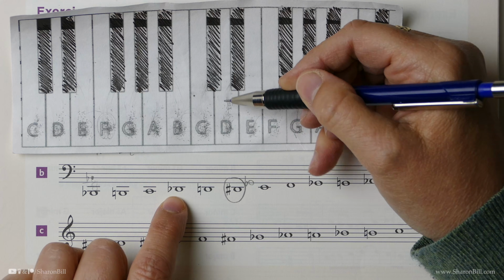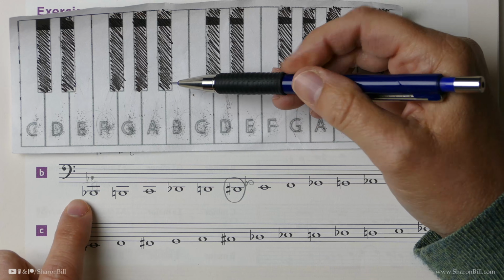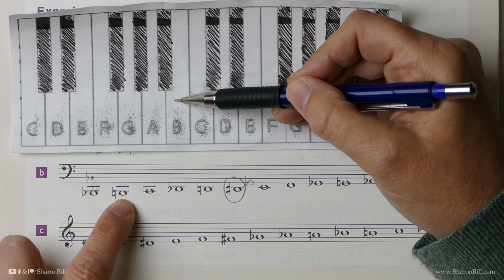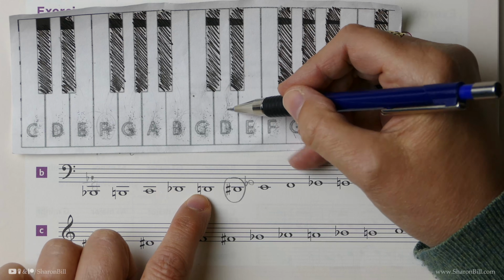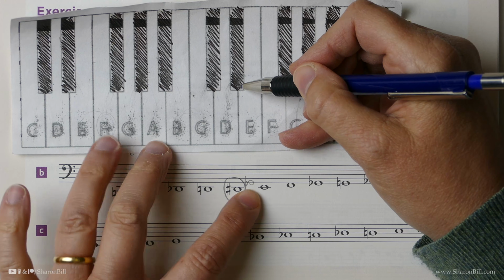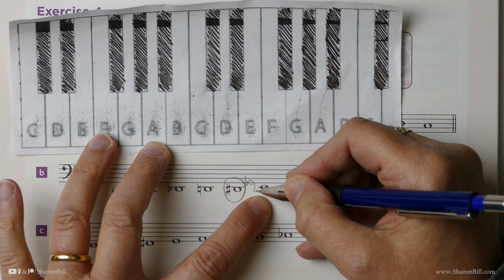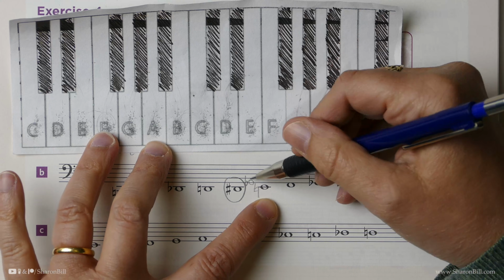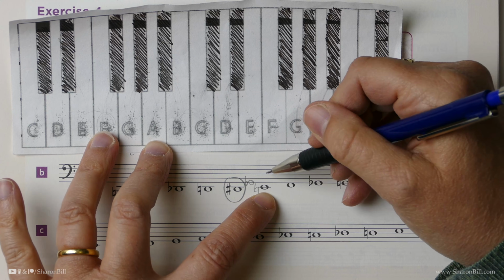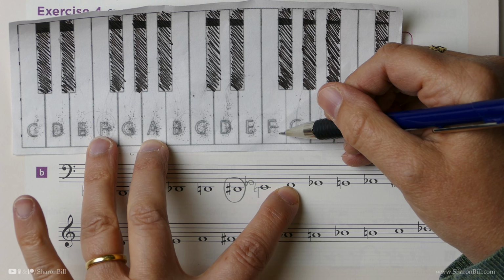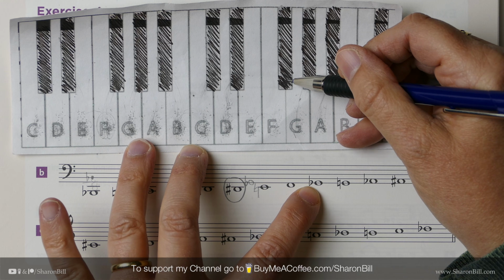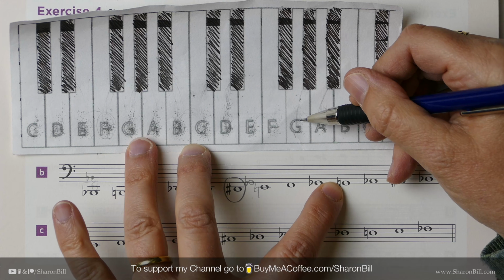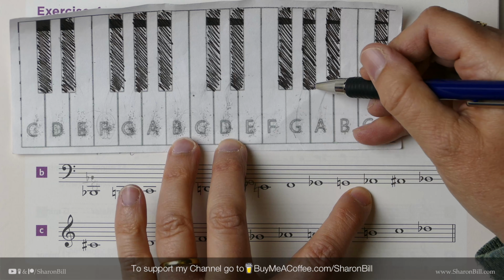So it should be going, let's start again. B flat, B natural, C, D flat, D natural. Then we should move to E flat, and then that would be E natural, if that was written properly. Then we have F. Then we have G flat, G natural, A flat.